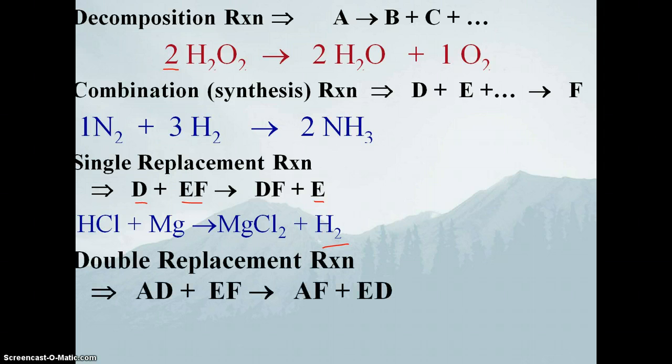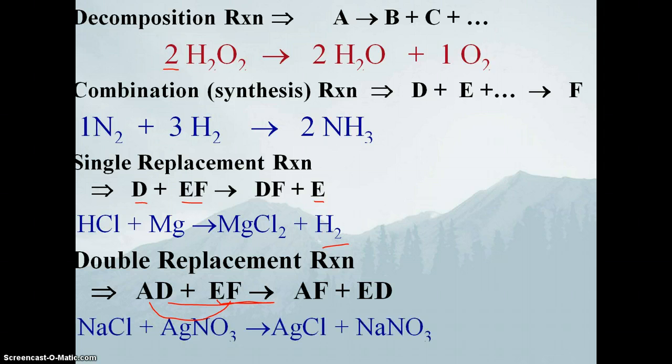Then we have double replacement, where we have sort of like switching of partners, if you will. So we have A mixing with F and D mixing with E. An example of that would be a precipitation reaction of sodium chloride and silver nitrate reacting to form silver chloride and sodium nitrate. And in this case, the nitrate, remember, is sort of its own little group, runs around as a group. So the silver swaps out its nitrate for chloride, and the sodium does the same.